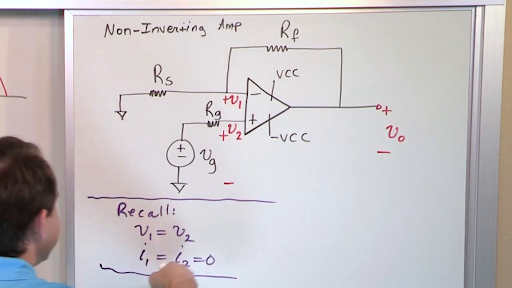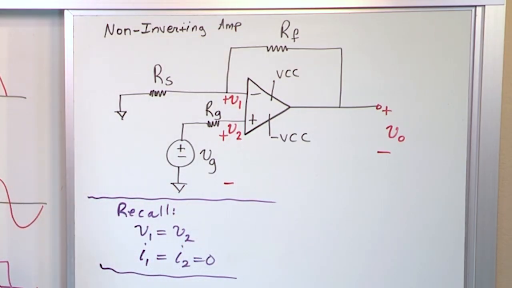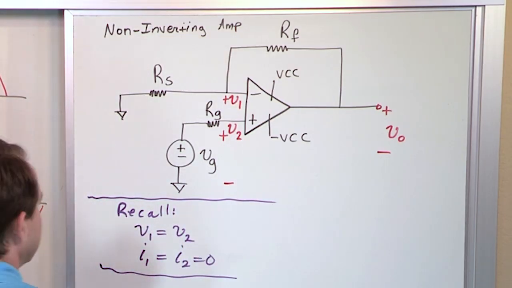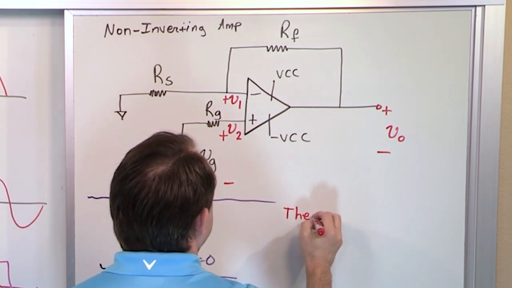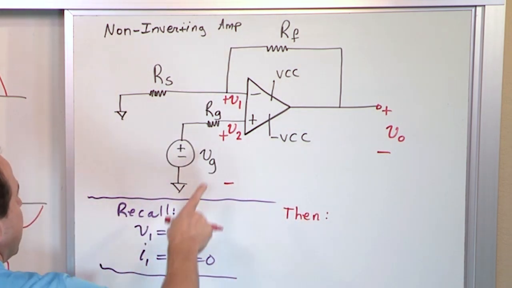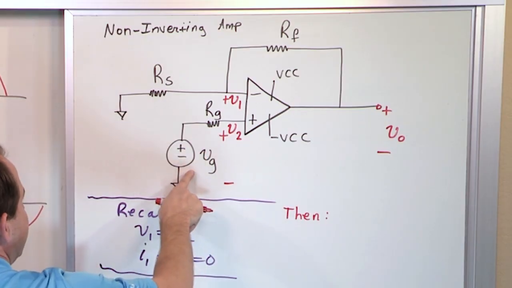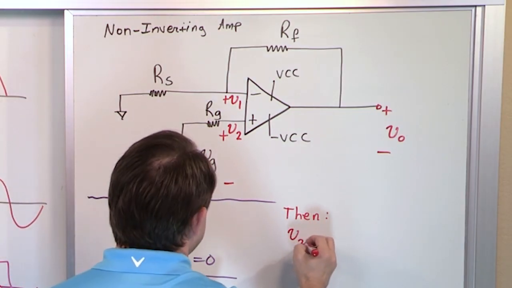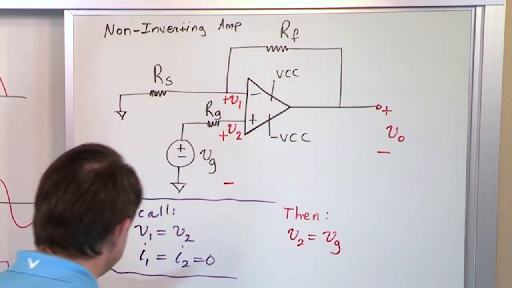Okay. Because all of these things are true, which should come as no surprise to you because we've been talking about it forever, then the following is also true. V2 has got to be equal to this. V2 has got to be equal to VG, whatever that is.